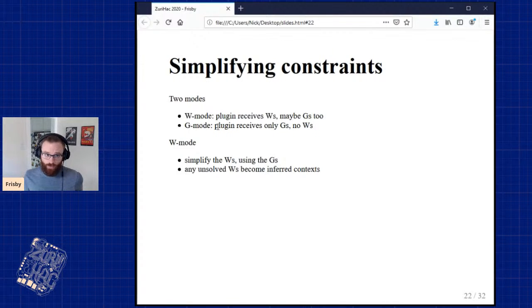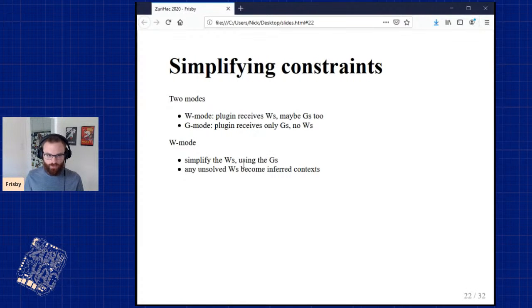But there's another mode, which I call G mode, and the only thing you're going to receive is givens. This is confusing. When you first set out to write a plugin, you'll probably handle the wanteds case, and everything will seem fine. And then you notice that your plugin is being invoked sometimes with only givens, and you're not sure what you're supposed to do. So I'm going to discuss that a little bit.